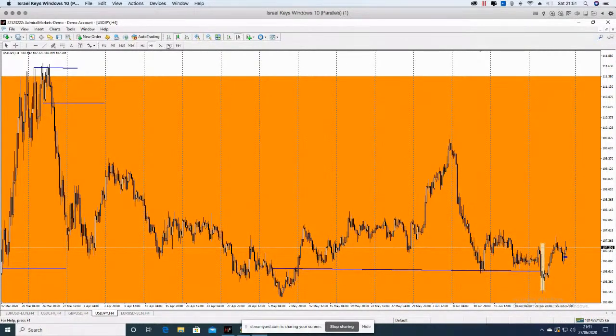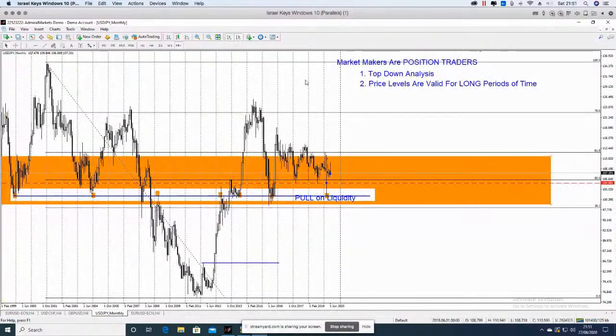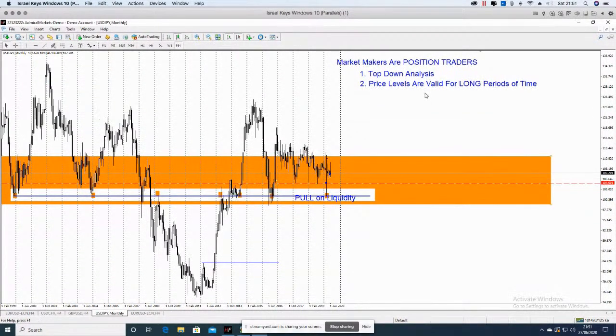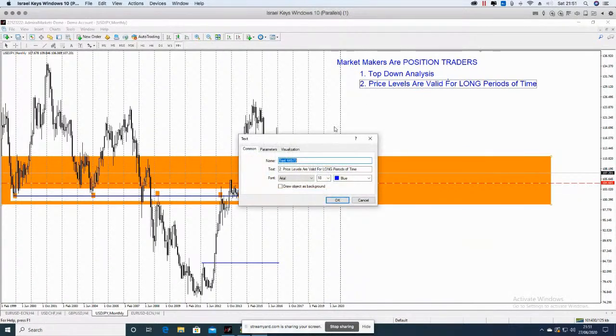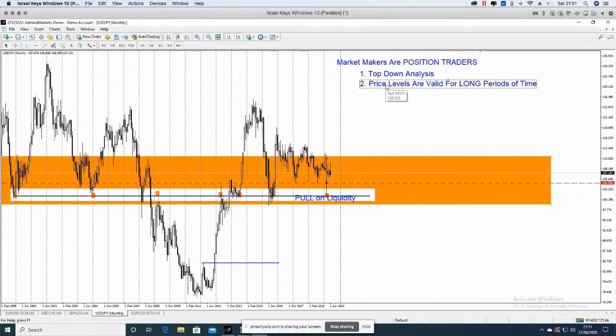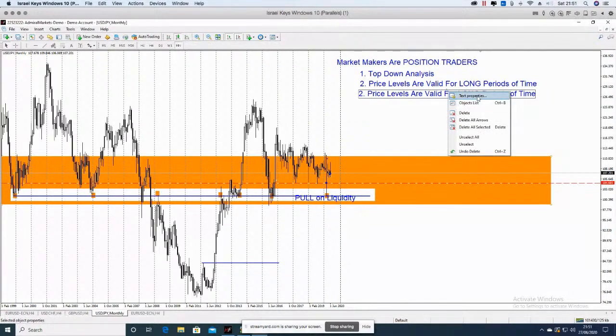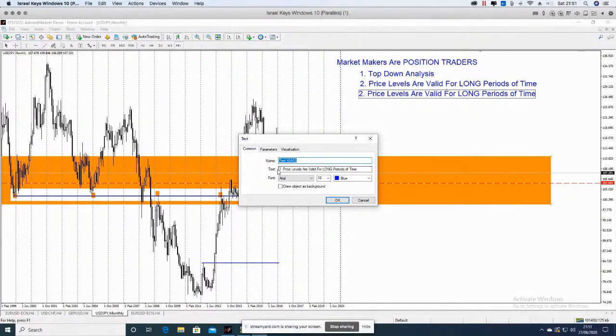All right, I'm going to stop fiddling with that. So let's come back here. Let's get rid of all these lines. So price levels are valid for long periods of time. The third thing that, because market makers are position traders, you want to look for. Actually, no, I've got to duplicate this first. Is seasonal tendencies.